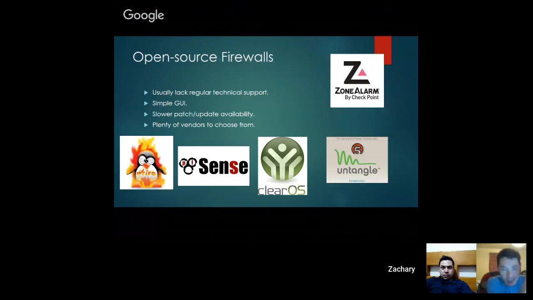Now, open source firewalls are mostly for the public because they're free. These ones usually lack regular technical support. It's kind of spotty. You usually end up having to chat with somebody or trying to call somebody off hours, and sometimes they'll give you a call back. The interface for them is very simple and easy to understand. The patches and updates are fewer and farther between than the commercial ones, but there's also a lot of different open source firewalls to choose from.